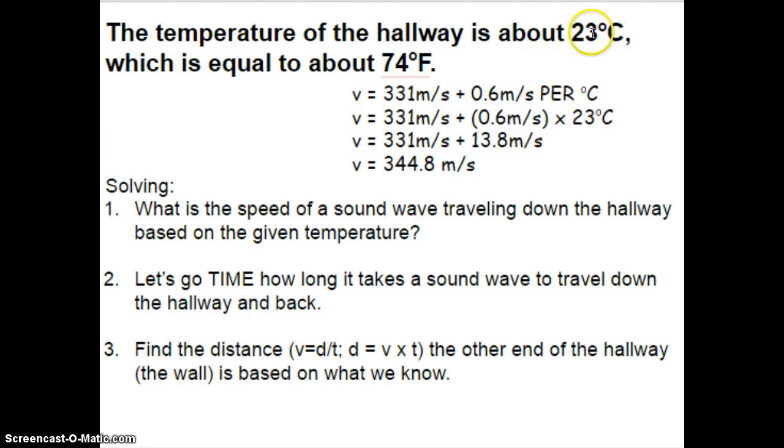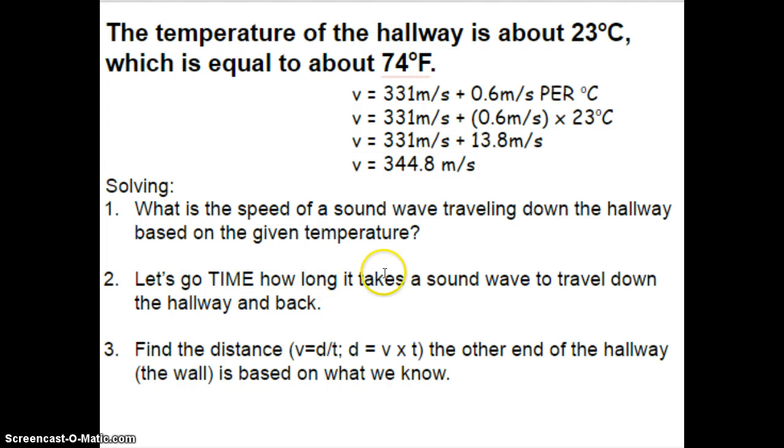But the hallway wasn't 0 degrees, it was 23 degrees C. So we can calculate that. It's going to be 331 plus 0.6 meters per second per degree Celsius. So I can take 0.6 meters per second times 23 degrees C, multiply these together, I get 13.8, I add that on, and we get about 345 meters per second. So what was the speed of sound while traveling down the hallway based on the given temperature? Well, we would say it travels at about 345 meters per second.